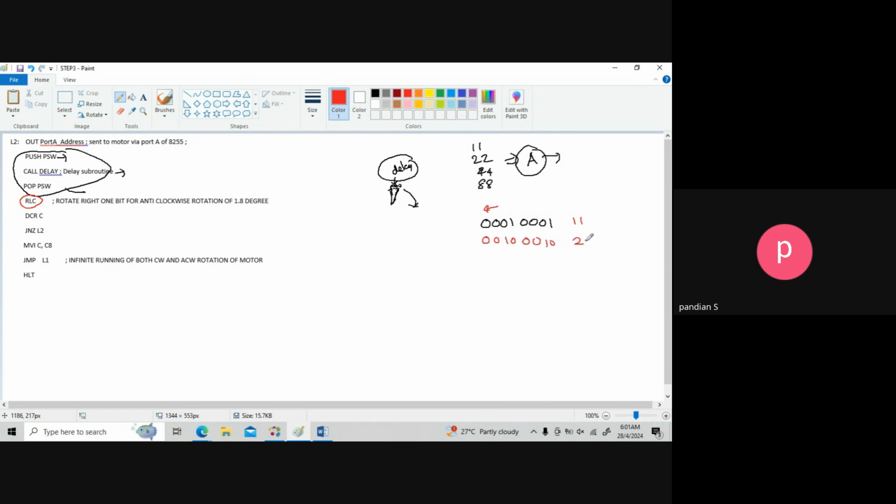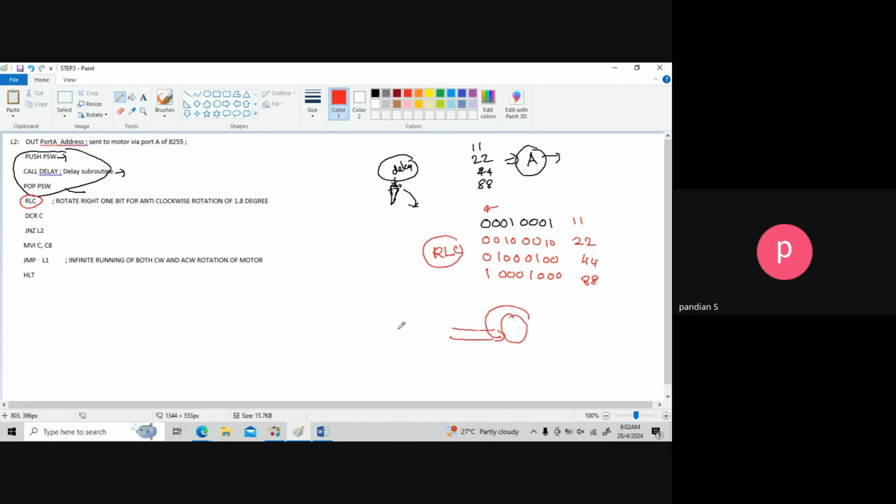So 11, 22, and then we are giving 44, and then we are going to have 88, right? So that is 88. So if you are having the RLC rotation, then it is going to have anti-clockwise direction of rotation. So it is going to have an anti-clockwise direction of rotation of the motor.